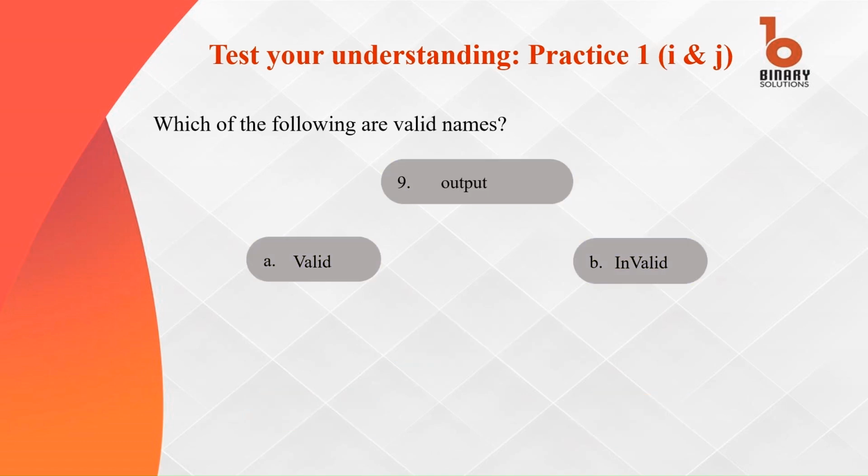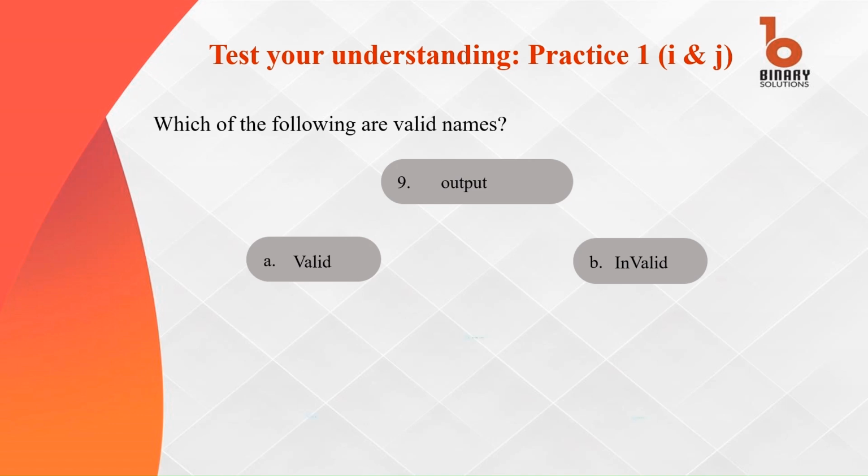Now let's tackle the ninth question. What about this identifier, output? Is it a valid name in Python? Recall what we've talked about regarding naming conventions. Can you get this one right? Think carefully and share your answer in comments.